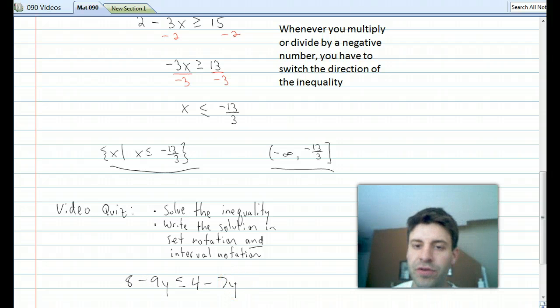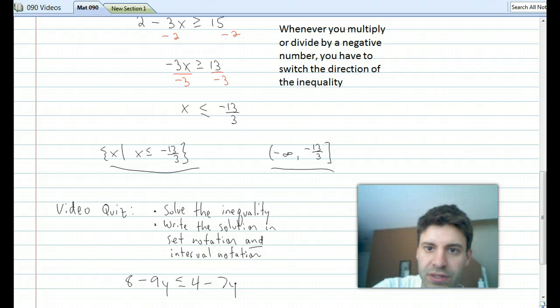This is slightly more advanced than the inequalities that we solved in this video, but keep in mind this is the same process as solving equations that we did earlier. The only rule that you have to remember is up here. Whenever you multiply or divide by a negative number, you have to switch the direction of the inequality.